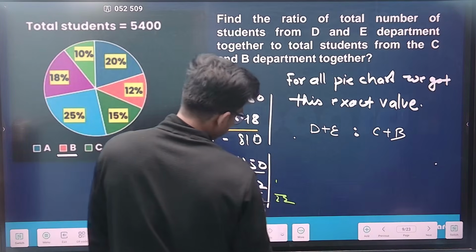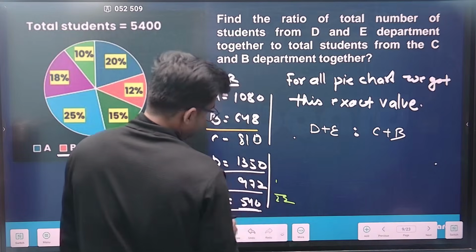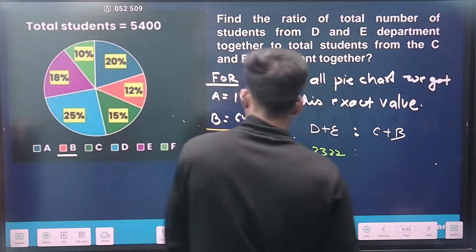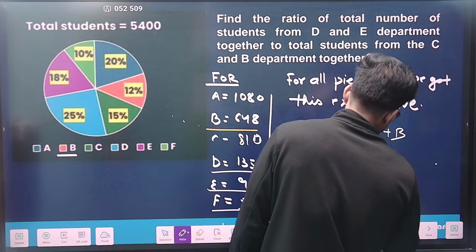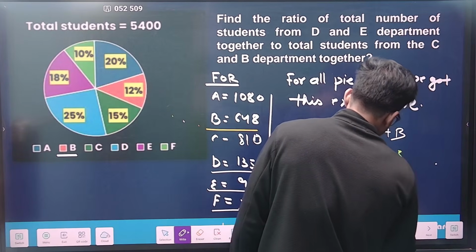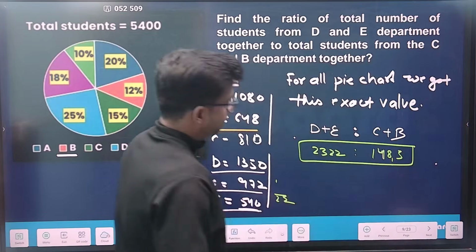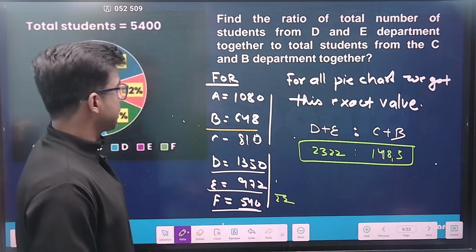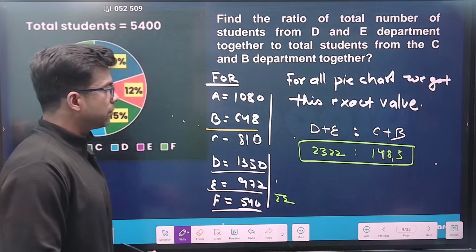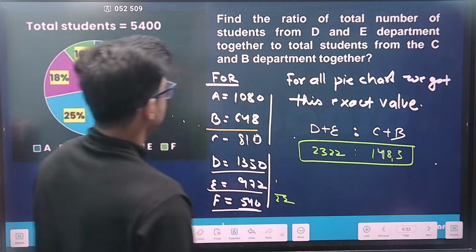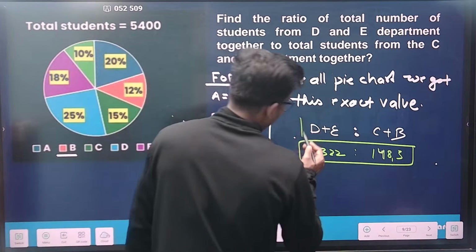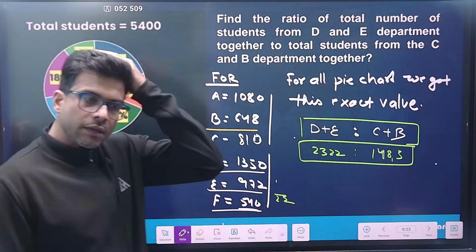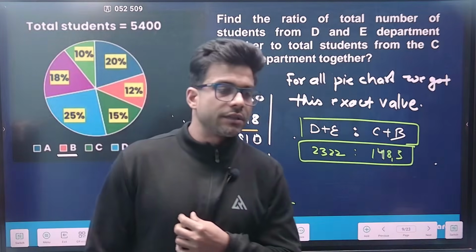2322, which is to C and B, which will be 810 and 675, so 1485. This is the ratio. I hope you guys got this. 2322 and 1485 is the ratio. This would be the answer. I haven't given the option, but this was not rocket science. This was a very easy question. You need to just take the values and plug them in. Clear now? Clear now, everyone? Please confirm, is it clear or not?